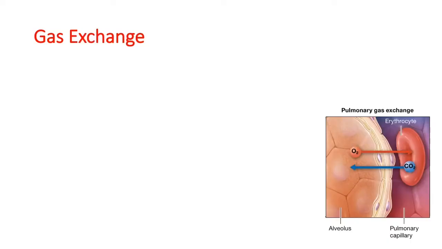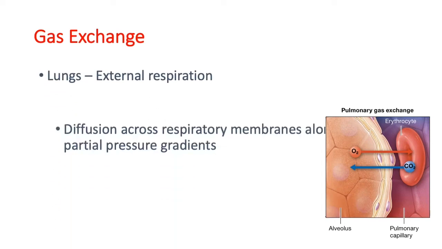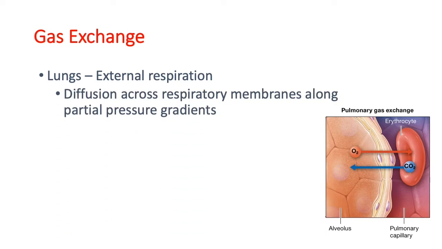Gas exchange involves the diffusion of gases. In the lungs, this diffusion is called external respiration, and it occurs between the alveoli and the pulmonary capillaries. The diffusion of gases occurs across the respiratory membranes, and each gas will diffuse along its own partial pressure gradient.